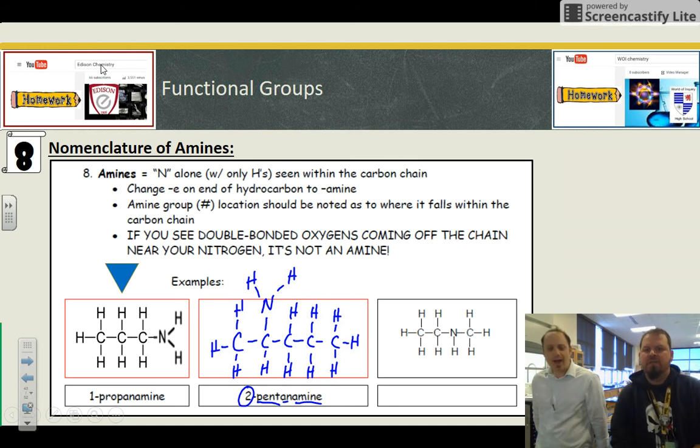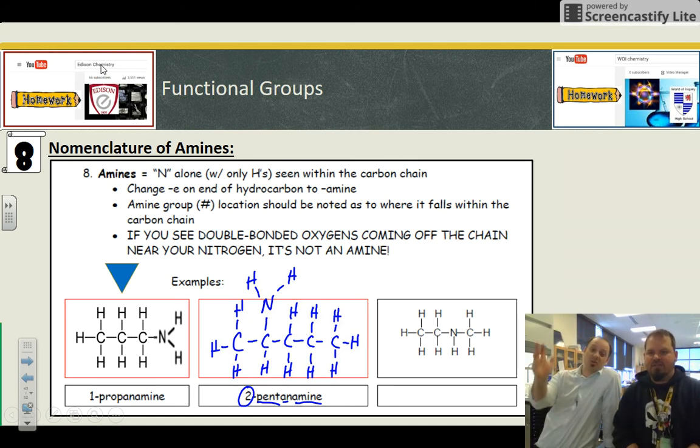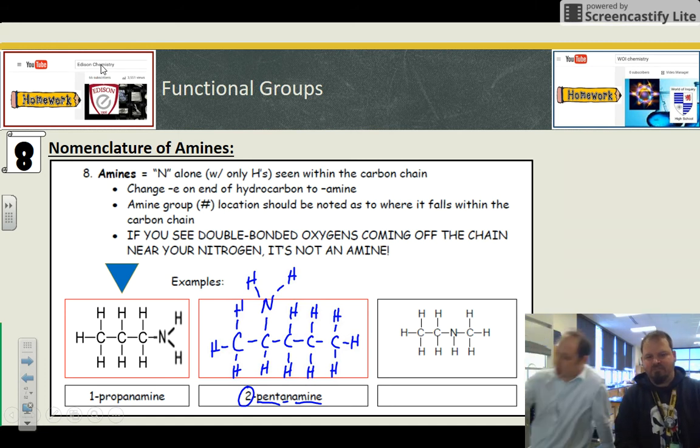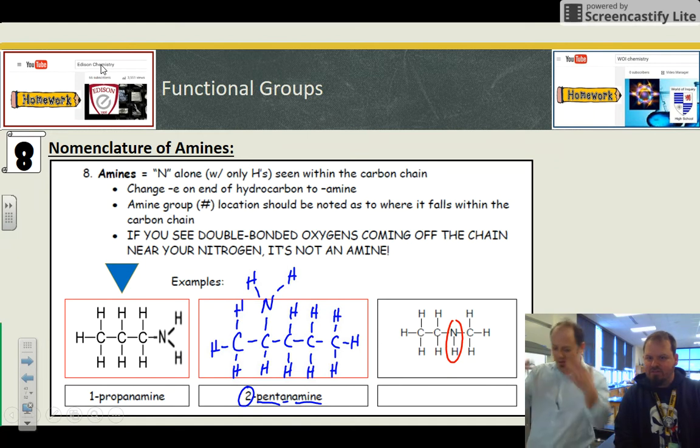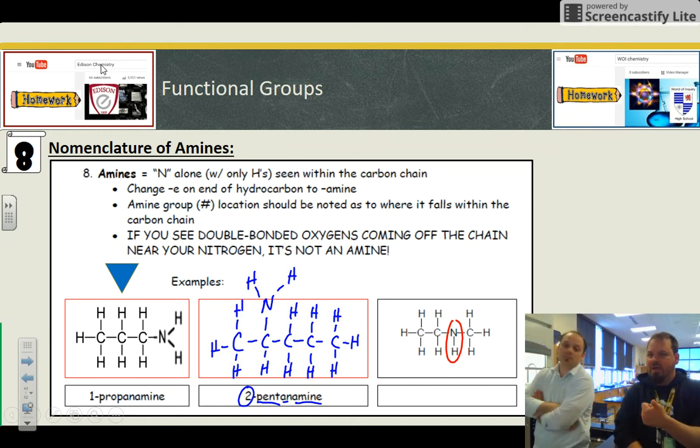Last one, let's figure out a name here. Ooh. I know this one. This was tough because the nitrogen's in the middle of the chain. So when your functional group is in the middle of the chain, you've got to name the branches with the yls. I'm going to guess, I see 1, which is methyl, and then I see a 2 carbon, which is ethyl. So ethyl methylamine or methyl ethylamine.